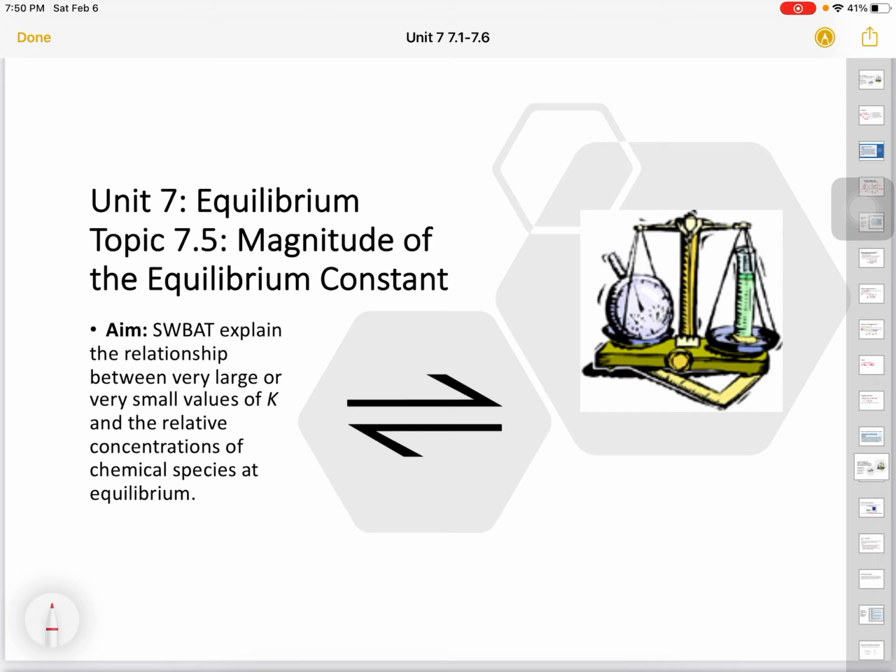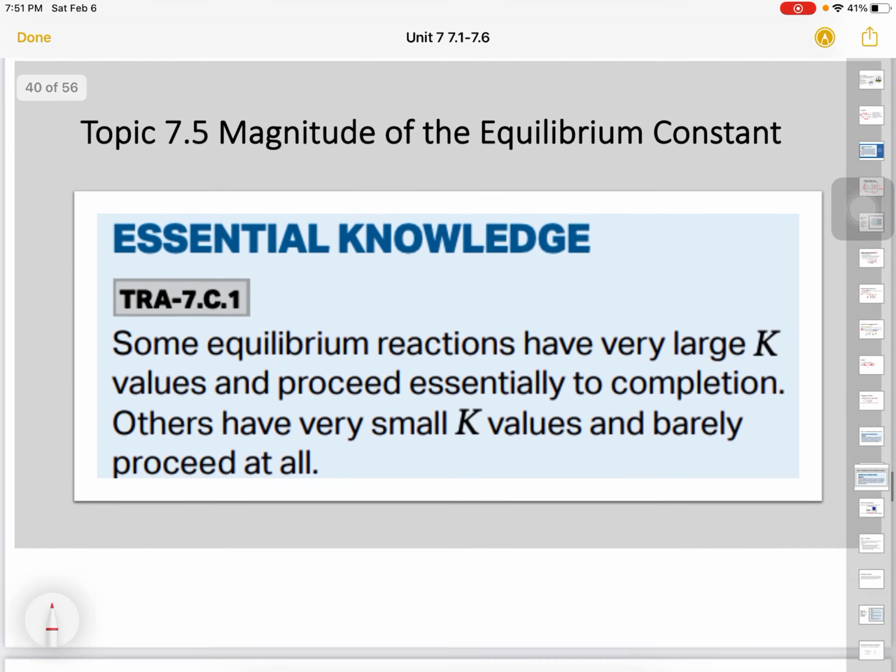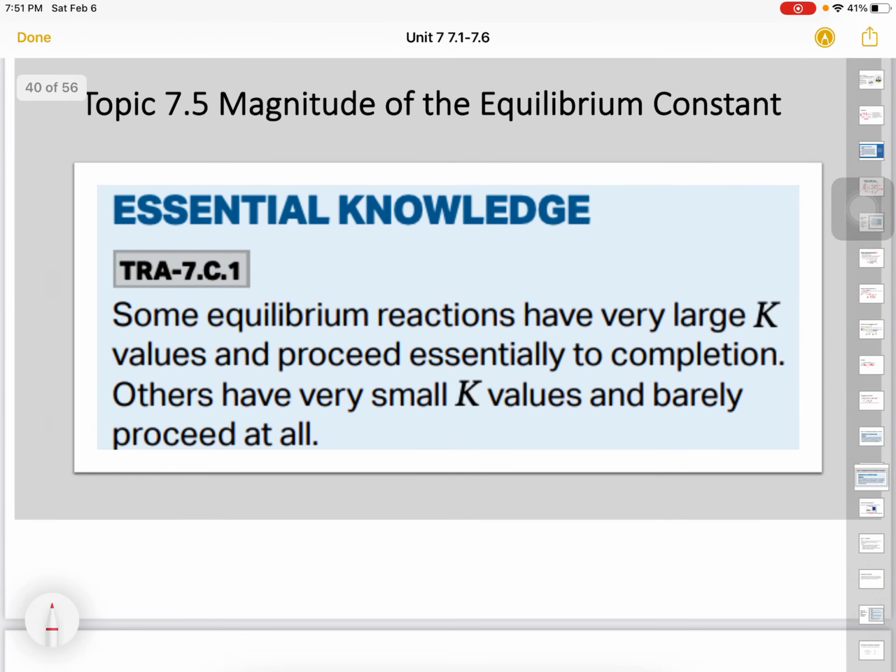Okay, so this first one, 7.5, you'll be able to explain the relationship between very large or very small values of K and the relative concentrations of chemical species at equilibrium. This is the College Board content: some equilibrium reactions have very large K values and proceed essentially to completion. Others have very small K values and barely proceed at all.